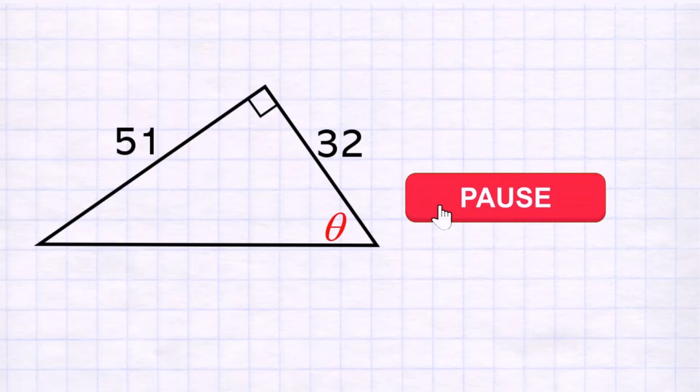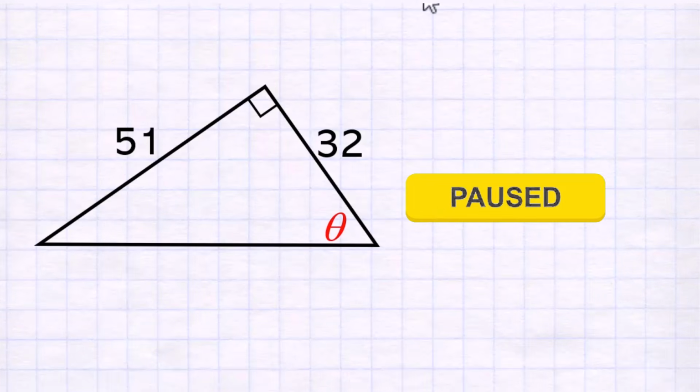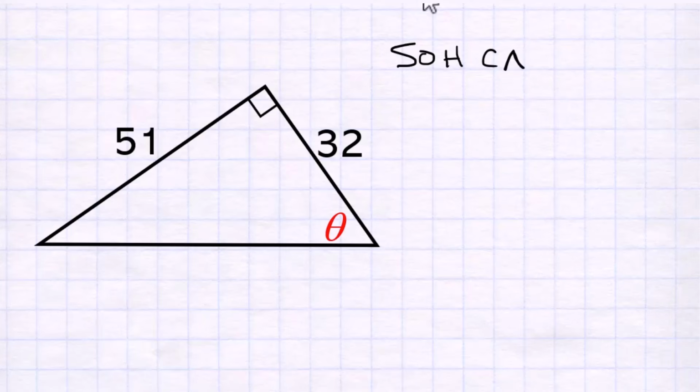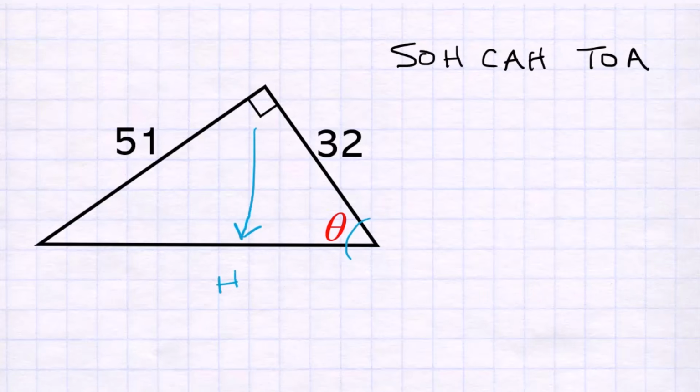If you want to try it yourself, pause. Otherwise, I'm forging ahead. As usual, I write down my little helpers, SOHCAHTOA. Go in and label my triangle. I am given this angle. I do know that the hypotenuse is directly across from here. This is the opposite side from theta, and 32 is the adjacent side. I'm not asked to find the hypotenuse, and I'm not given any information about the hypotenuse. It's not going to be used.